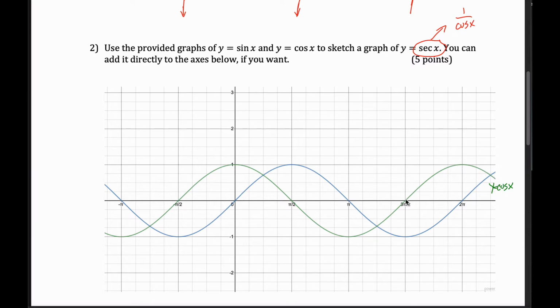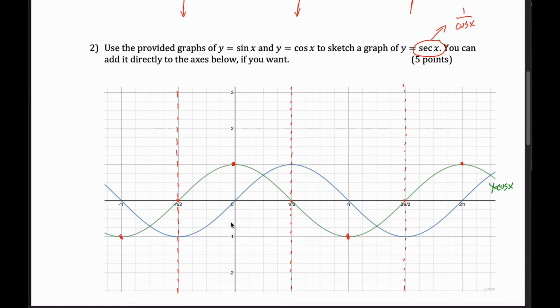So I'm looking for where the height of the graph in green equals 0. So 3 pi over 2, pi over 2, negative pi over 2, for example, and construct some vertical asymptotes at those points. And then because the reciprocal of 1 is 1 and the reciprocal of -1 is -1, anywhere the height of the graph in green is 1, the height of my graph in red is also going to be 1. And anywhere the height of my graph in green is -1, the height of the graph in red is also going to be -1.